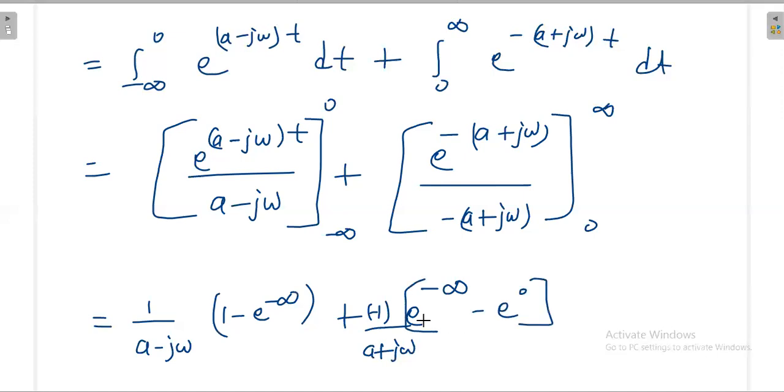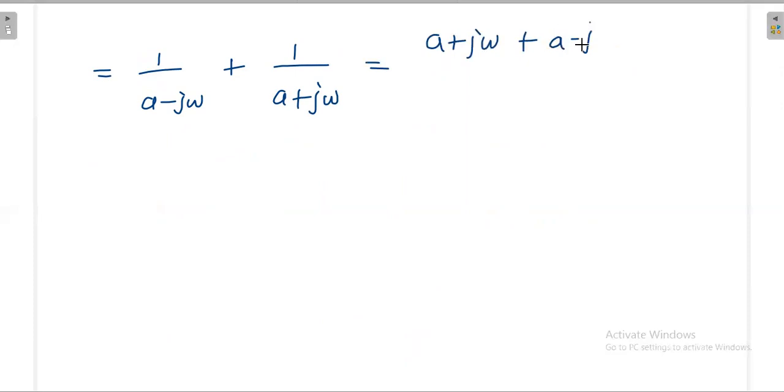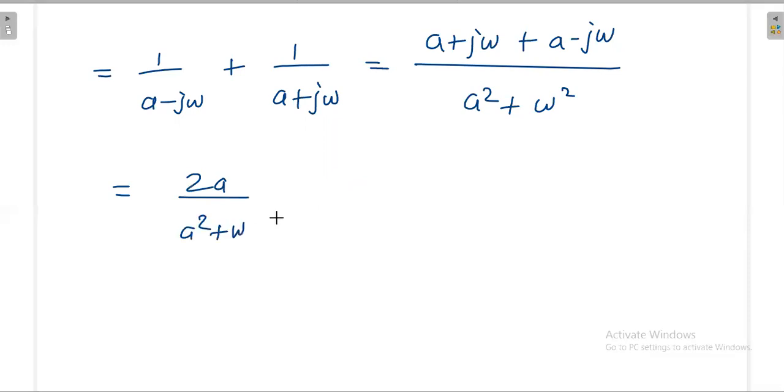Again, this term is 0, this minus will become plus, and this is simply 1. So we can finally write 1 by a minus j omega plus 1 by a plus j omega. So that becomes a plus j omega plus a minus j omega in the numerator. A plus b into a minus b is equal to a square minus b square, but because j is there, j square is minus 1, so this will become a square plus omega square. If you simplify further, this is 2a divided by a square plus omega square.